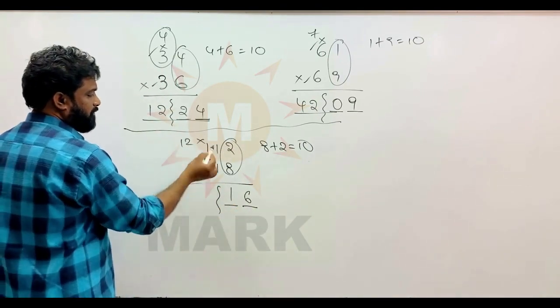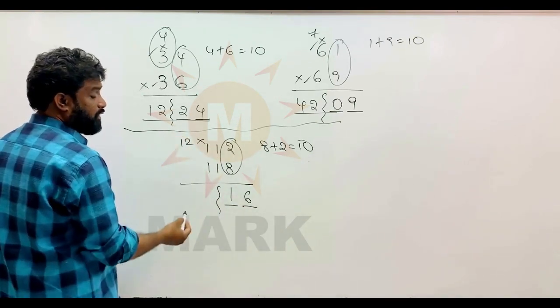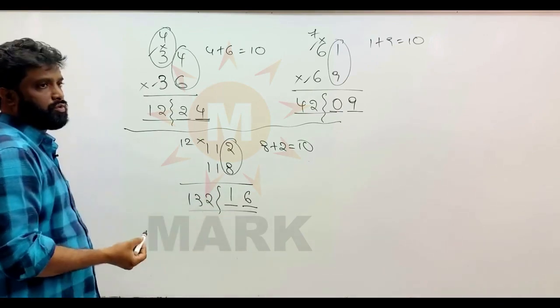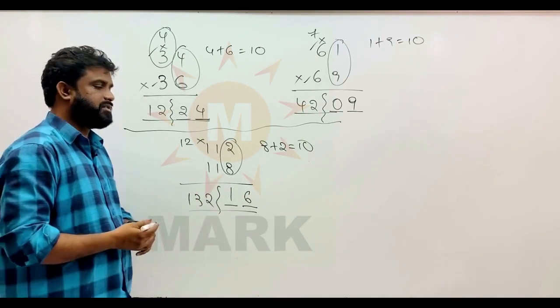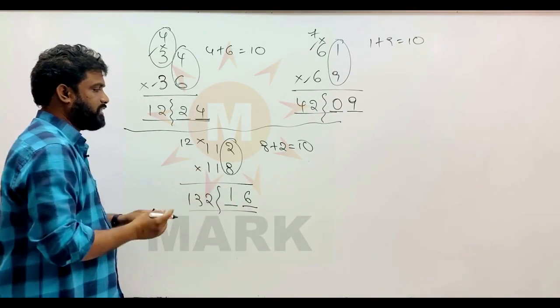So what is the next number for 11? 11, 12. So next number for 11 is 12 and 11 into 12 makes 132. That's what I am writing here, 132. So 13,216 is the answer for this multiplication, 112 into 118.